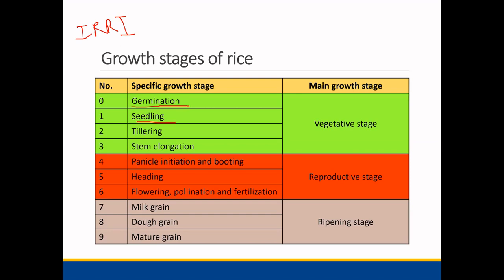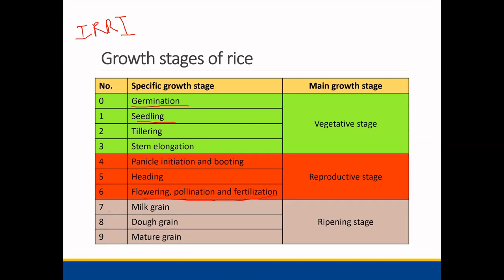Okay, and then 5 is heading. Number 6 is flowering, pollination, and fertilization. This happens within a short period of time, so we can put them together under stage 6. With that, 4, 5, 6, three specific stages come under the reproductive stage, so that's in red color.